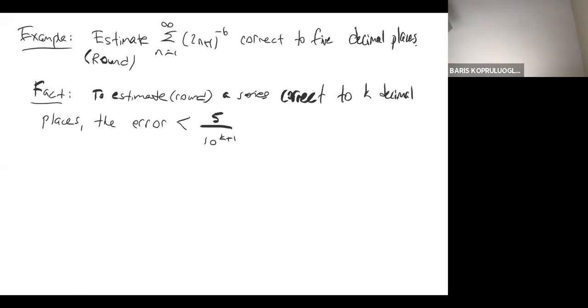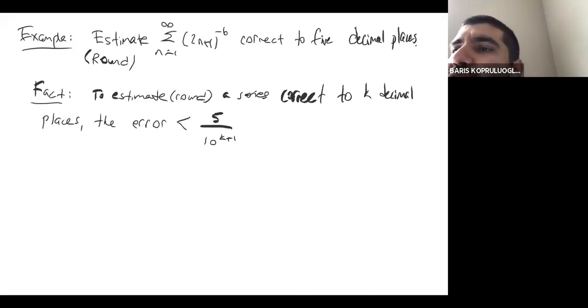If you're trying to estimate a series, or even just a simple number, correct to 5 decimal places, then the error you make in the 6th decimal place should be less than 5. Because if it's greater than 5, then the last digit will round up, and then your 5th decimal place will change.